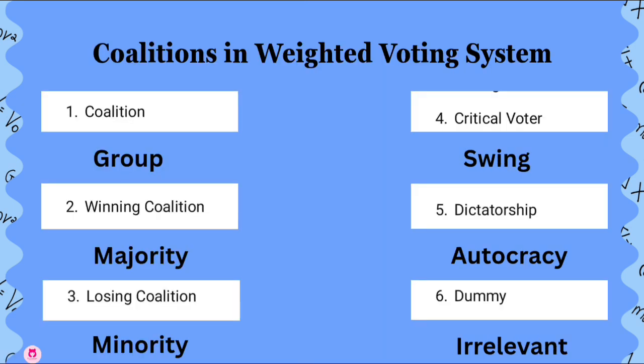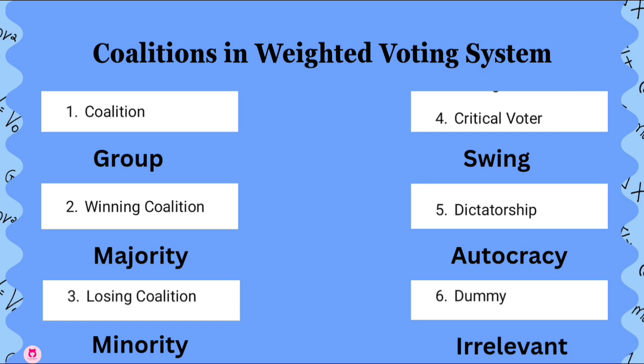Now we will talk about the coalitions in weighted voting system. The first one is coalition. It is a set of voters, each of whom votes the same way, either for or against a resolution. A coalition is a group. A winning coalition is a set of voters the sum of whose votes is greater than or equal to the quota. So a winning coalition is a majority. A losing coalition is a set of voters the sum of whose votes is less than the quota. And a losing coalition is a minority.